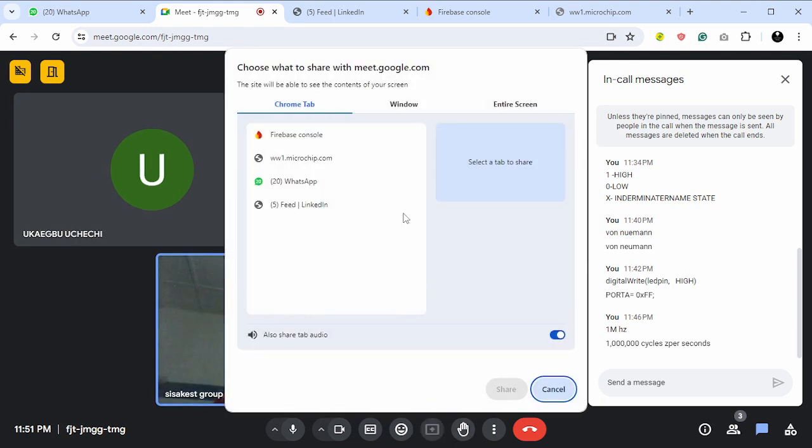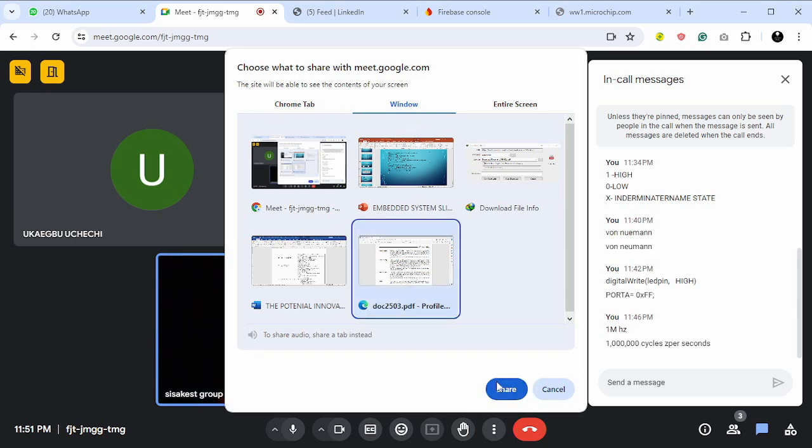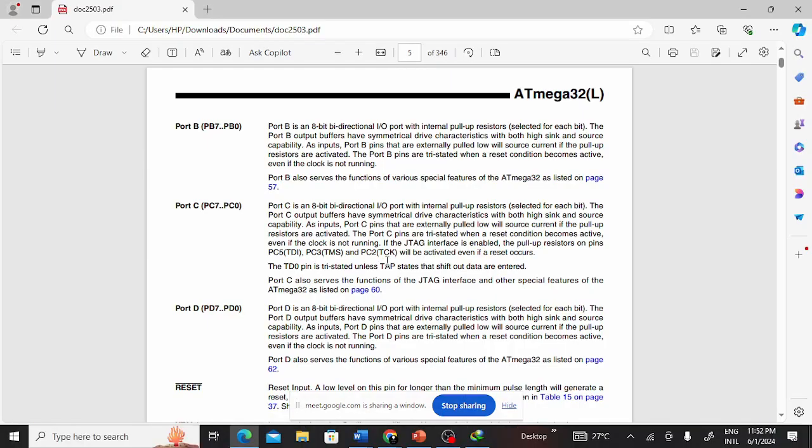Okay, so I'm sharing the data sheets now.